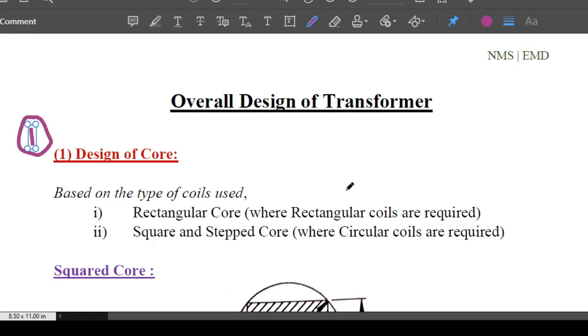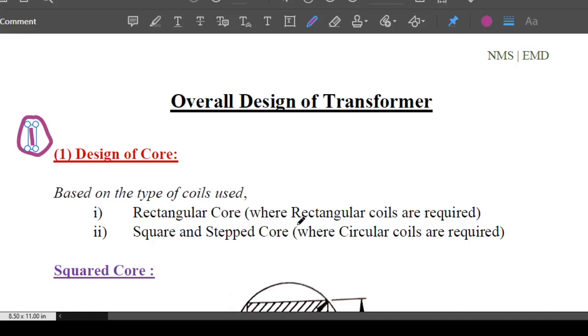When you talk about the core, the coils are also directly linked to it, because the coils are the ones which are going to surround the core, or either the core will be surrounding the coil or the coil will be surrounding the core. So both are actually interlinked. So we have to also look into what type of coil we are using to decide on what type of core we require. So first we learn what are the types of coils available.